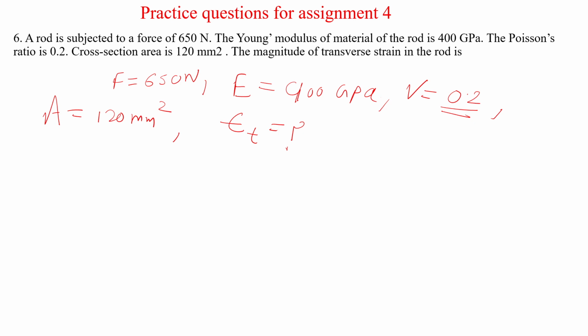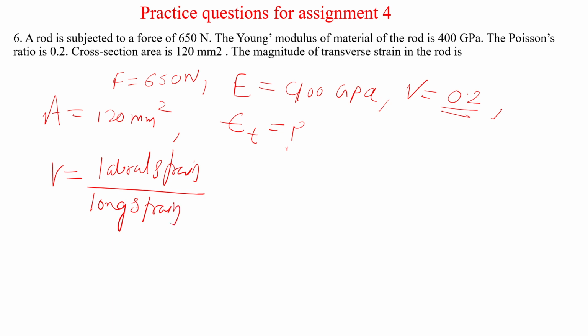See, basically you should know the formula, right? We know that mu is equal to lateral strain upon longitudinal strain. Transverse and lateral are the same only. So you need to find the lateral strain. This lateral and transverse are the same.